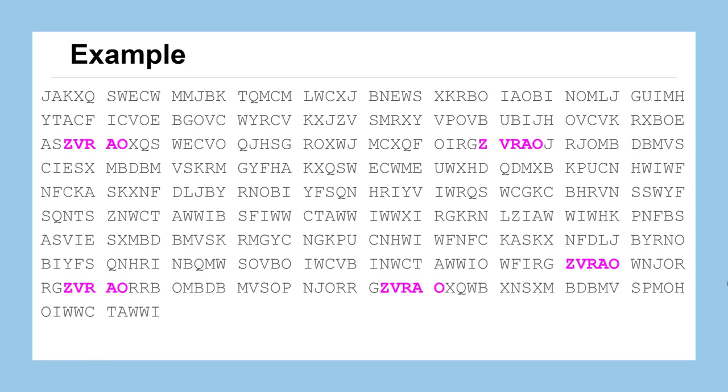Here's some right there. So this fragment ZVRAO, we see shows up not once, not twice, not three times, but actually 5 times in this short paragraph. And in fact, it's not the only fragment that repeats. Here's another set of repeated ciphertext, MBDBMVS, shows up also 5 times in the ciphertext. So we'll have to figure out first, why are these repetitions even occurring? Is it by chance or is there something else at play?